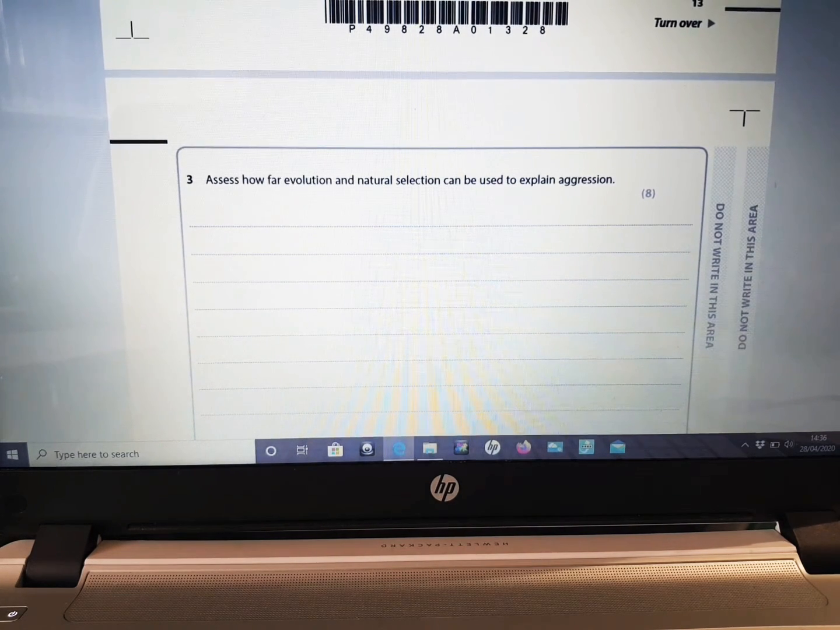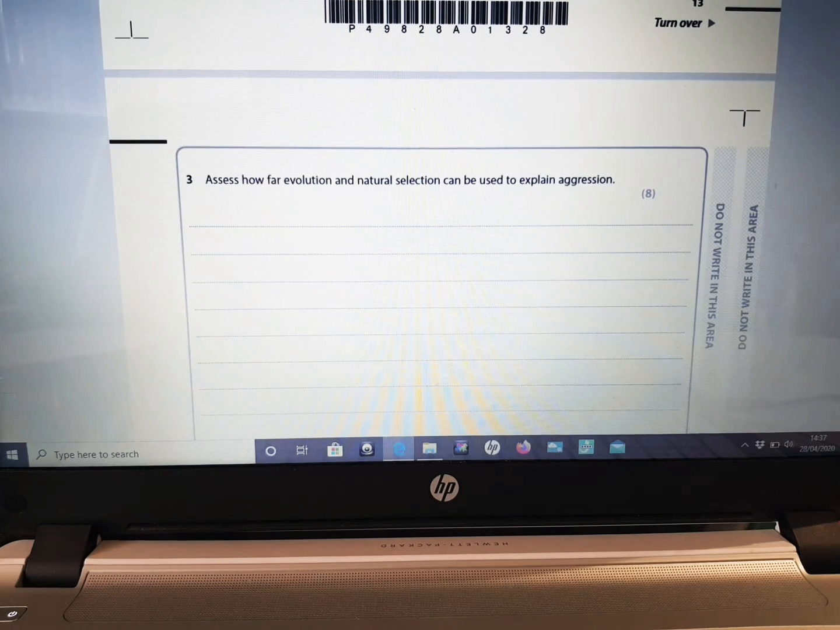When we divide it up into 4 AO1 descriptive points, the kind of things you should be writing here is firstly explaining what evolution is, describing it, and any genetic links that you can make to aggression. You can also talk about survival of the fittest and how our behavior has evolved to become more aggressive. For example, animals protecting their offspring show aggression. So that's what you'd write about in description.